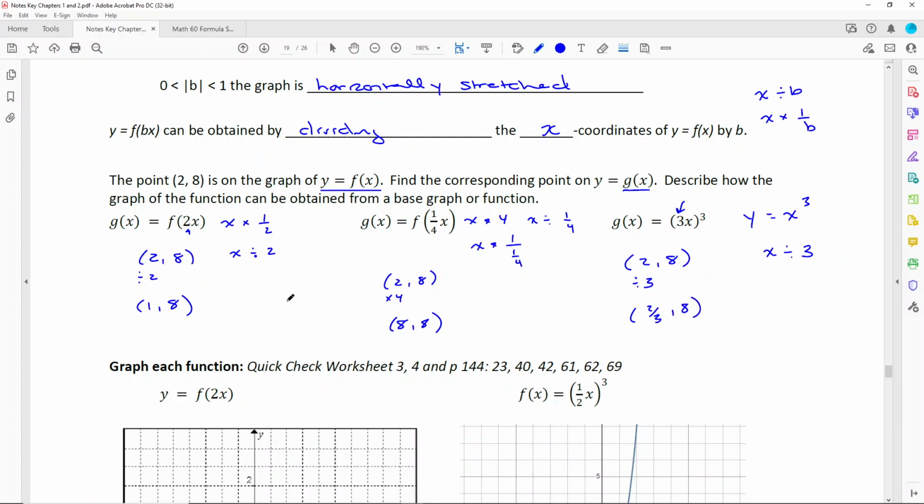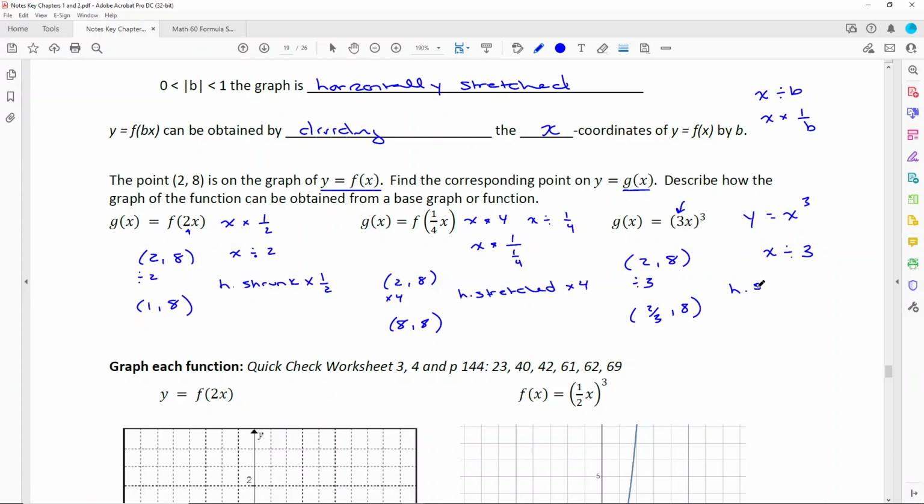I also said describe these. So this one I would say horizontally shrunk by a half, or you can just say horizontally shrunk. Okay, this one would be horizontally stretched. It's going to be horizontally stretched by 4. And this one would be horizontally what?